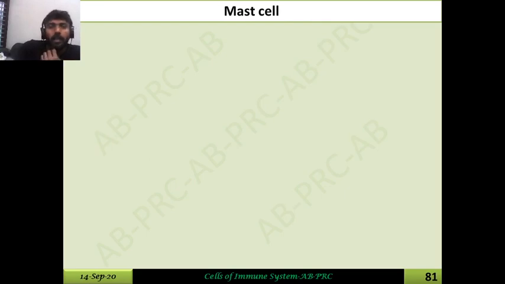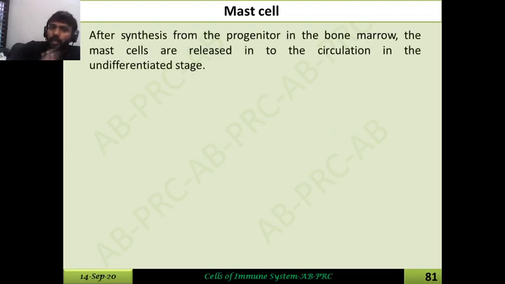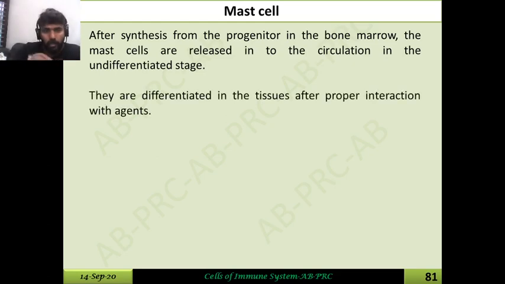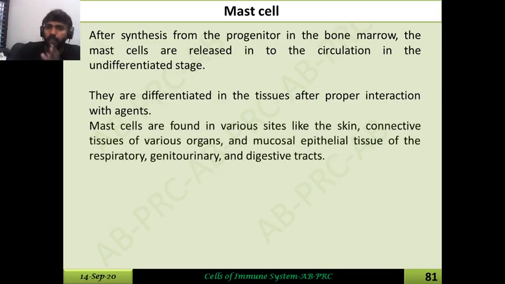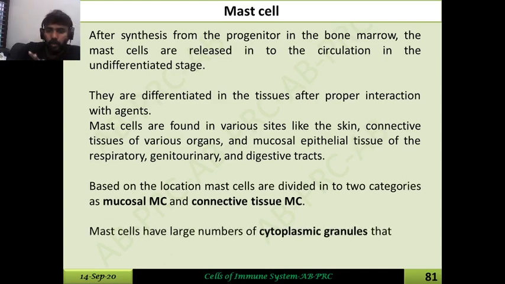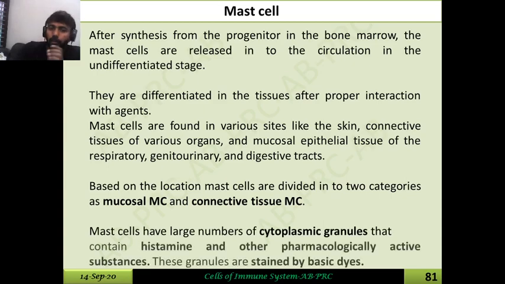Okay. Now another category of granulocyte, called mast cells. Mast cells are almost similar to basophils. They are derived from the corresponding progenitor in the bone marrow and released into the circulation, usually in the undifferentiated stage, right? And the differentiation and development occur in the tissues, right? After migration, they are usually found in skin tissues, organs, epithelial cells, genitourinary and digestive systems, etc. There are two categories: mucosal mast cells and connective tissue mast cells. Right, and they also have cytoplasmic granules similar to those of basophils, with chemical substances like histamine and other pharmacologically active substances, also stained by basic dyes. That means they are similar to basophils.